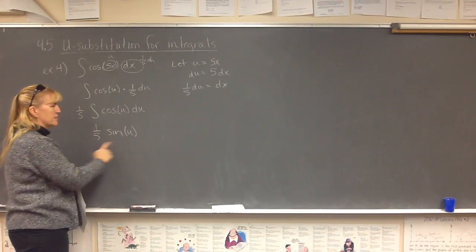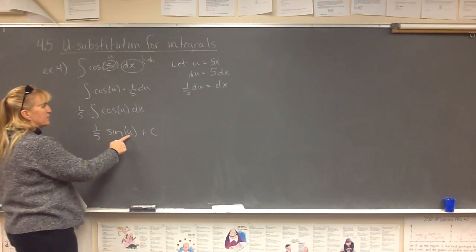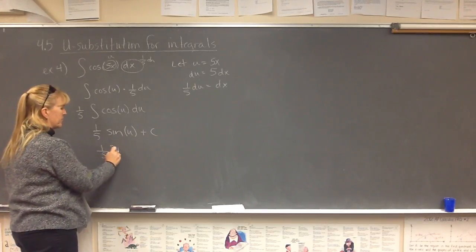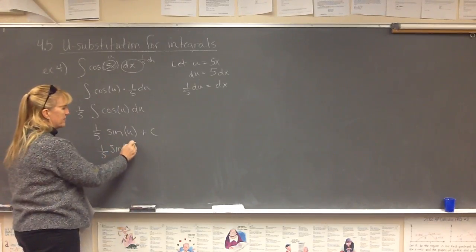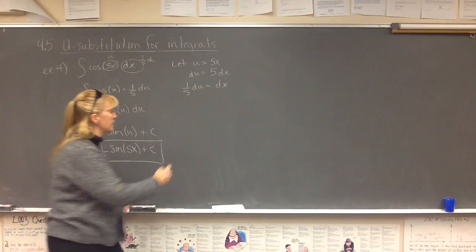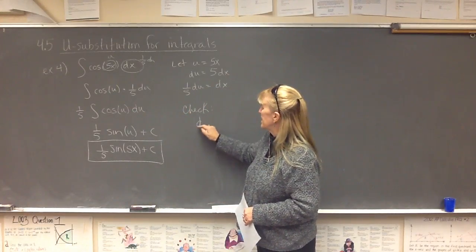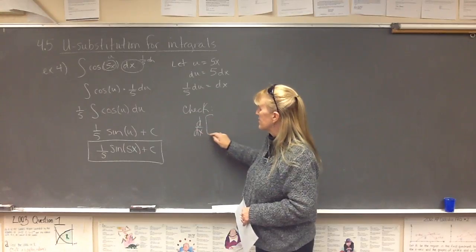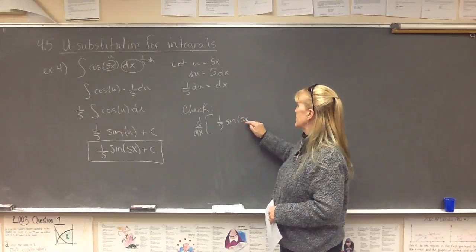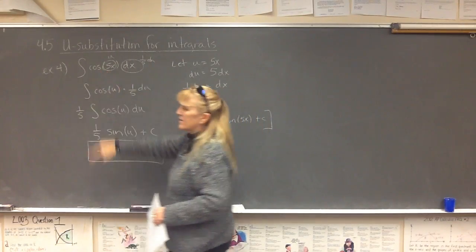The 1/5 comes along for the ride, and we do a plus c on the end for a constant of integration. Make sure to substitute our u back in. Don't leave anything in terms of u for our final answer. And that 5x comes back, and we are done. We're going to come over here, and we're going to check our answer to make sure that if we take the derivative with respect to x of this whole entire thing, 1/5 sine of 5x plus c, that I end up getting cosine 5x back.